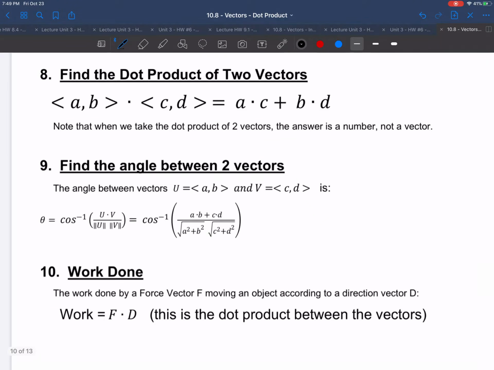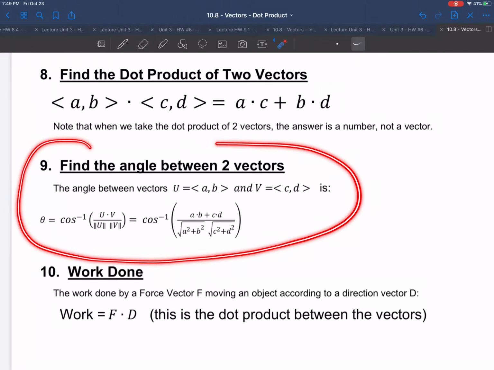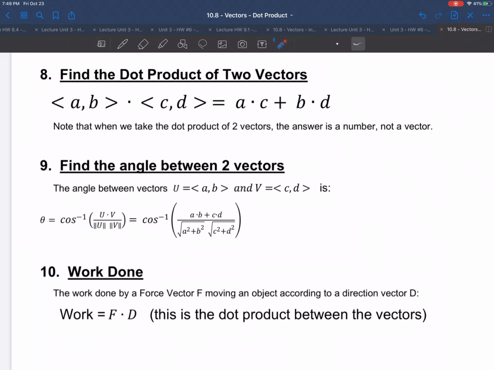This is in your notes, 10.1.2.8, on the module. And there's the angle between two vectors. How do you do it? Theta is the cosine inverse of the dot product over the magnitudes of the vectors multiplied, where u and v are those vectors. So there we go. That's what we need to do.